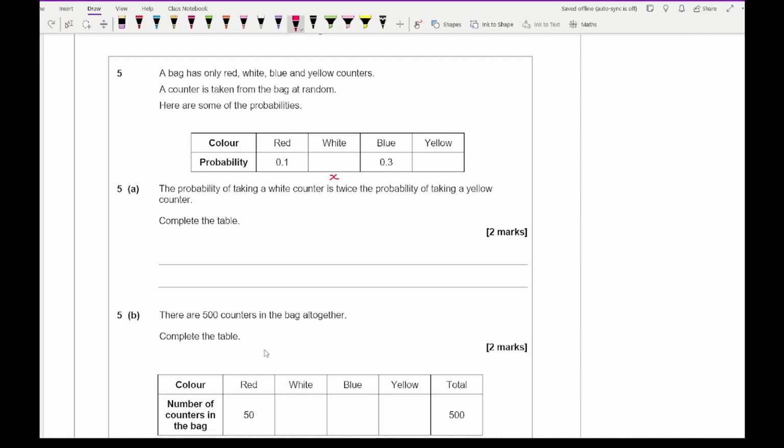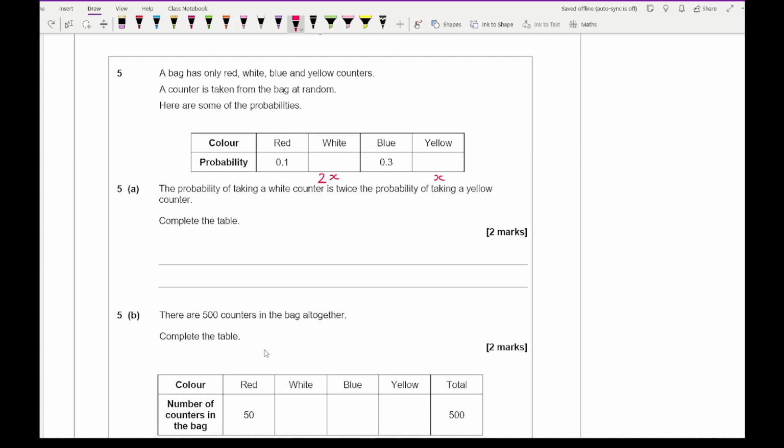call this x. And so if the probability of getting a yellow is x, then the probability of getting white is going to be twice as much, so that's going to be 2x. Now we know that in a probability distribution table, which is what this is, all those probabilities must add up to 1 because all the events are exhaustive.